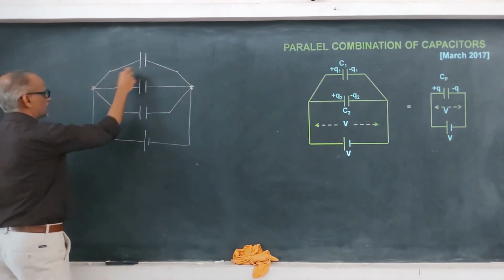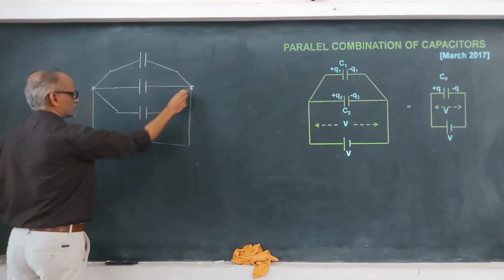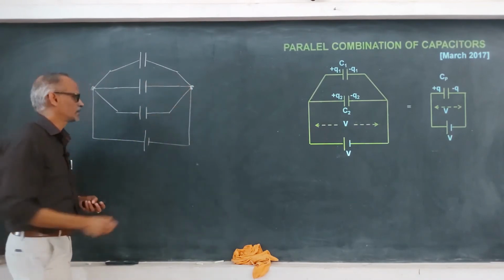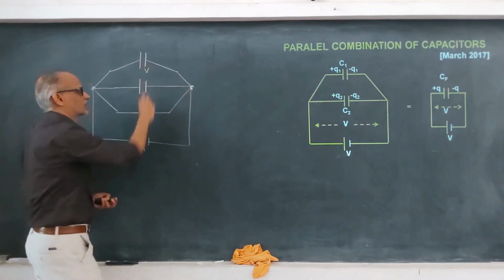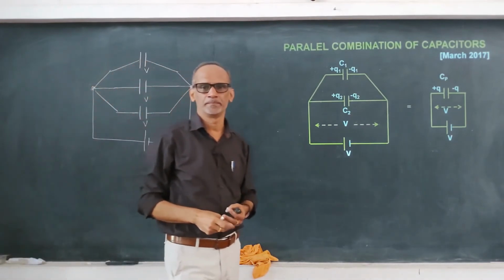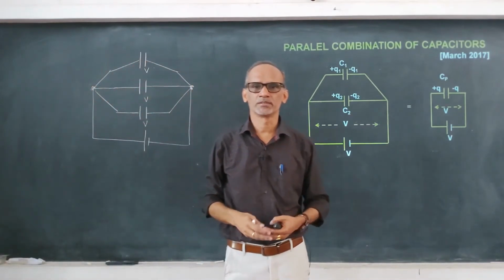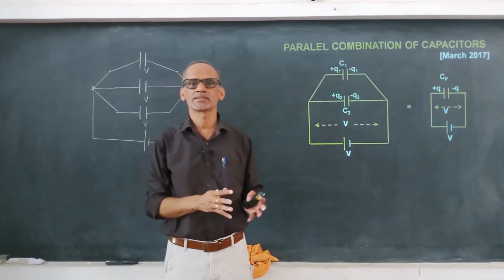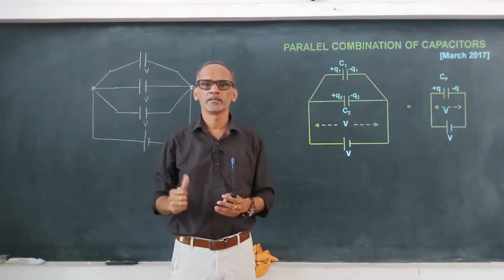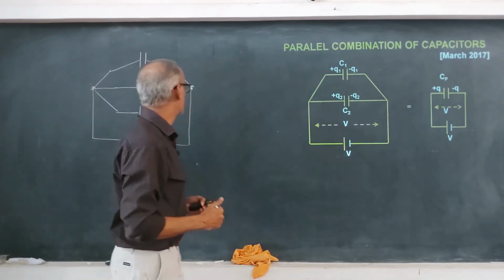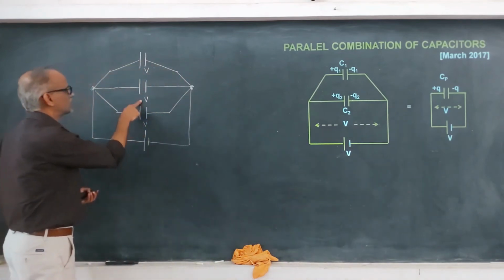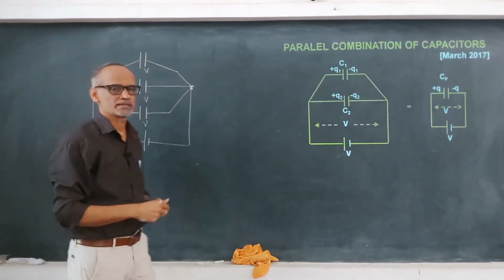Since all the capacitors are connected to these 2 points and even the battery is also connected, potential difference across each capacitor is same. You know, in series combination, which quantity was same? Charge was same, right? But in parallel combination, what is same? Potential difference across each capacitor is same.